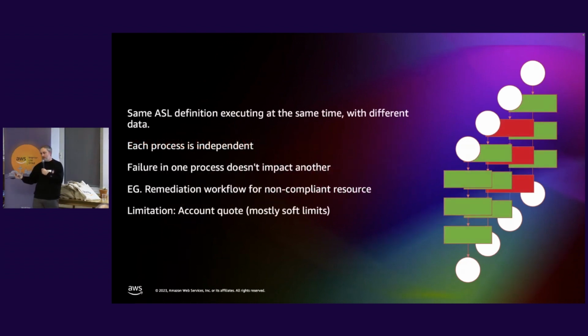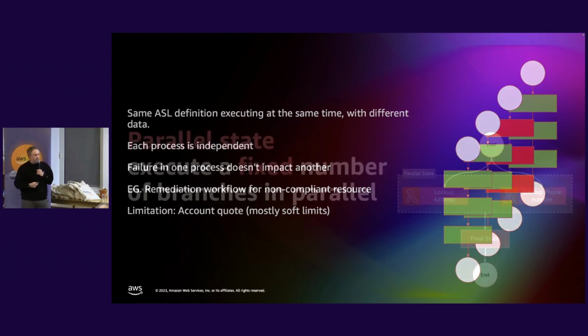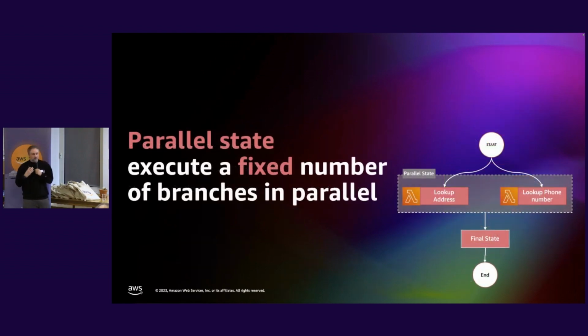If any one of them fails, it doesn't matter. They're like single-threaded processes. They won't affect the other workflows that are running. It will fail on its own. Then you have something called the parallel state.